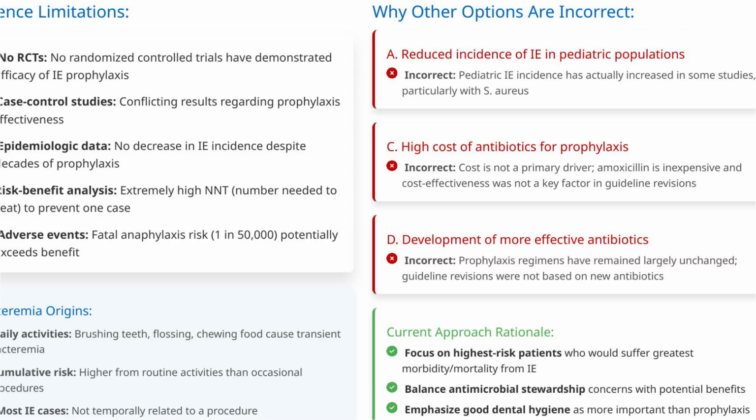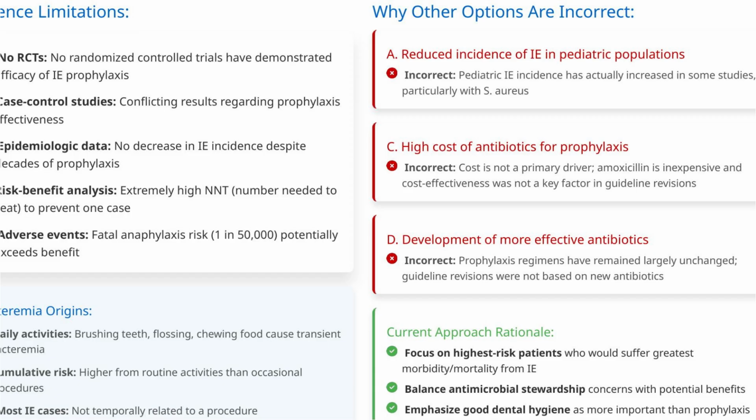The correct answer is B. Limited evidence that prophylaxis prevents infective endocarditis from procedures. This represents the primary rationale behind narrowing prophylaxis recommendations. Despite decades of prophylaxis guidelines, several significant evidence limitations exist.